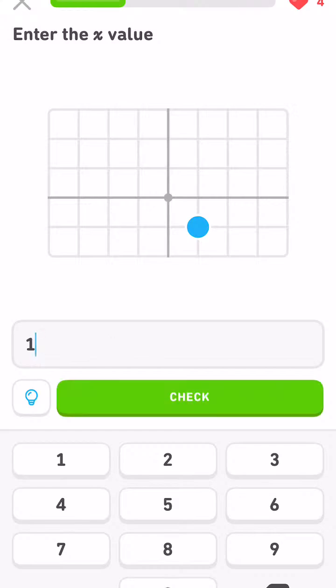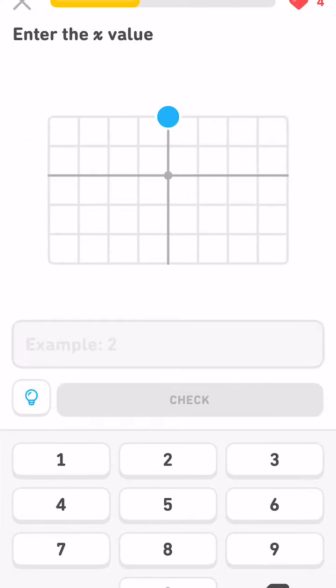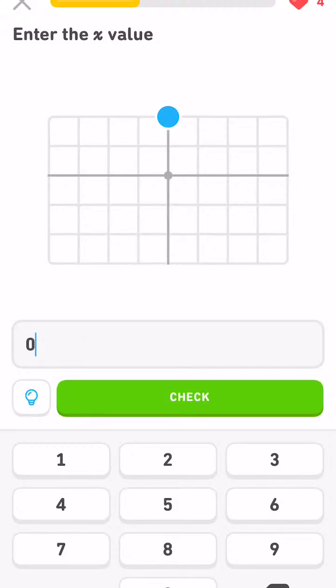Let's see, we have x at +1. Okay, so x, I'm gonna say x is 0.